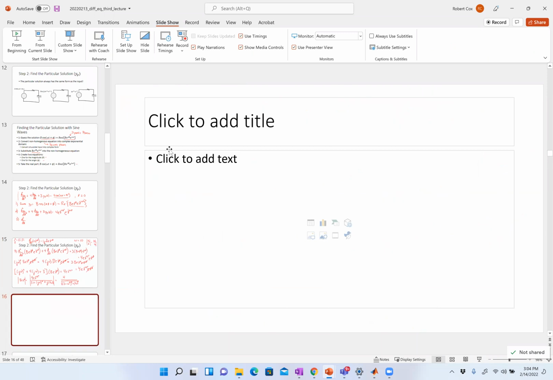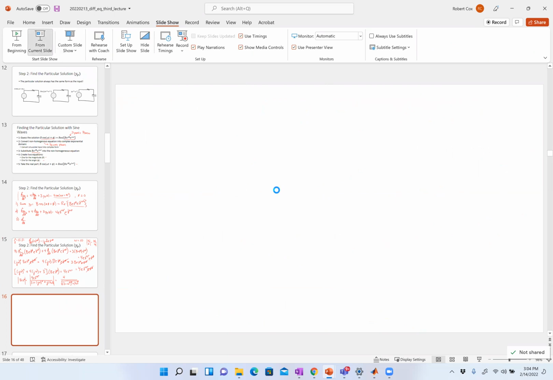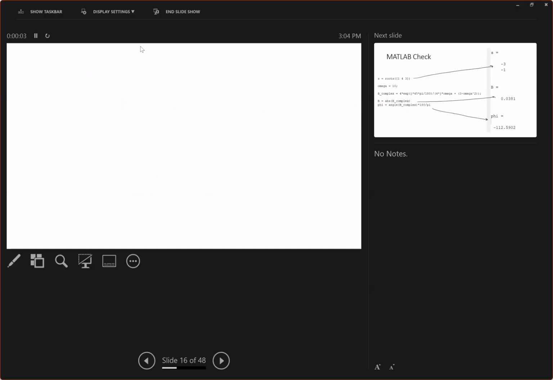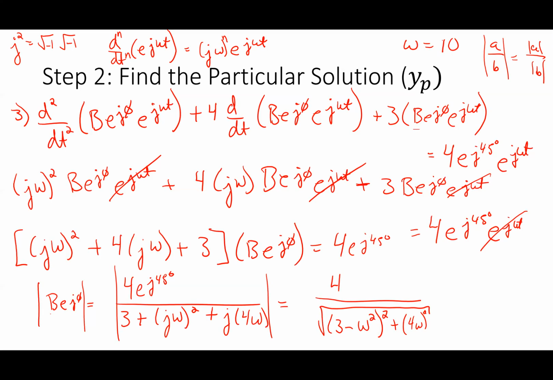I have a question, please, related to the derivative for the last slide. Do we have to use the product rule for the derivative for b e to the j omega t e to j phi? Well, okay. So when you look at this thing here, you're taking the derivative of this with respect to t. What's true about b and phi? They're constants, right? So b e to the j phi is a constant.